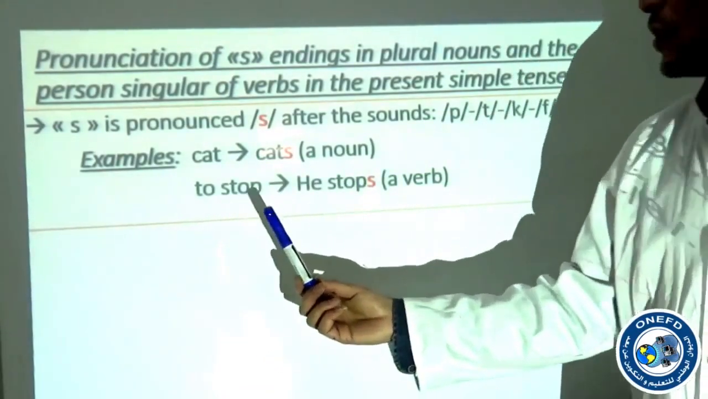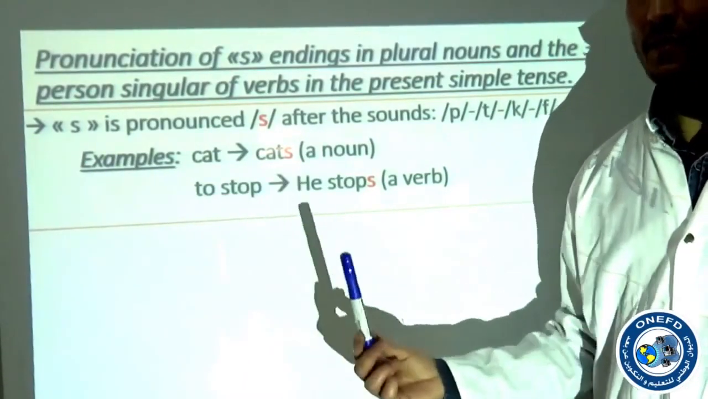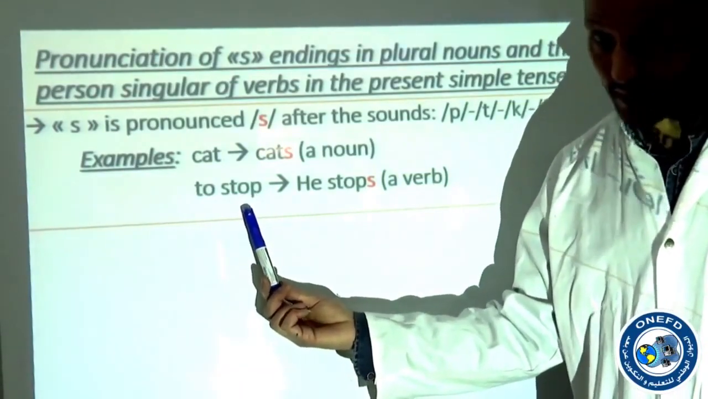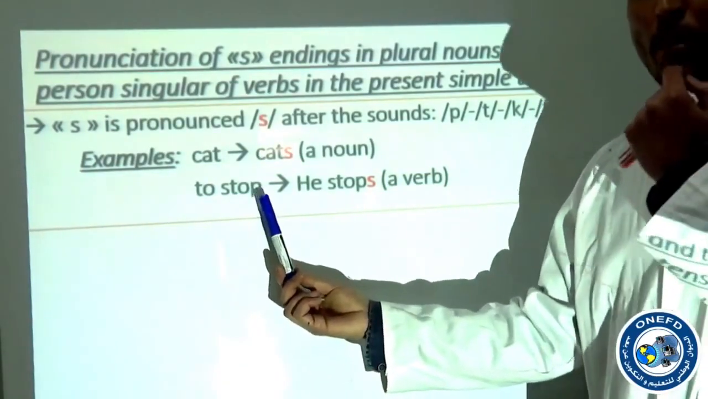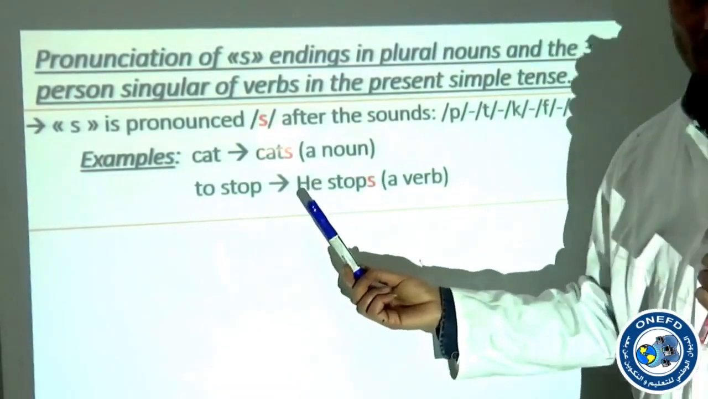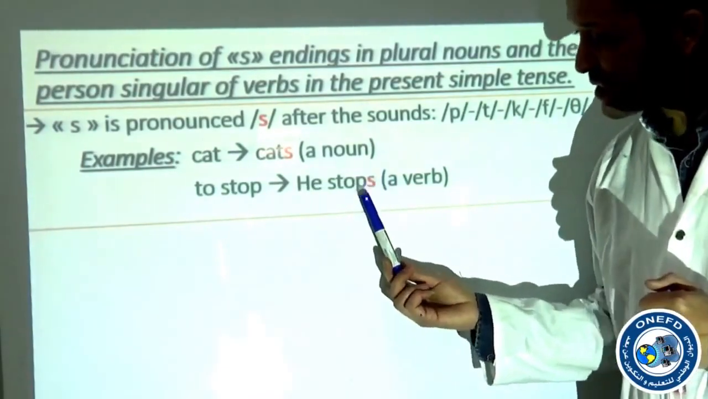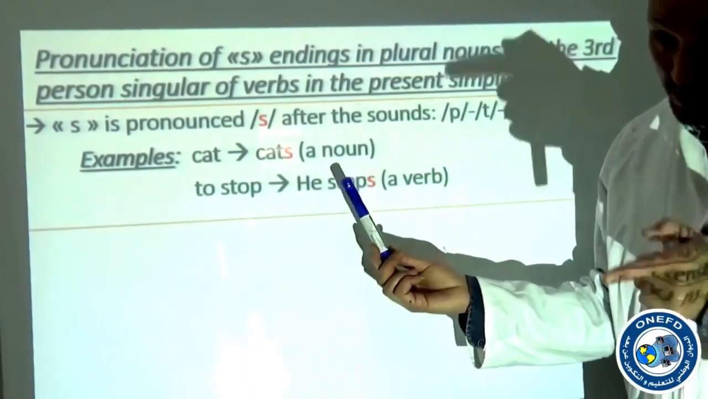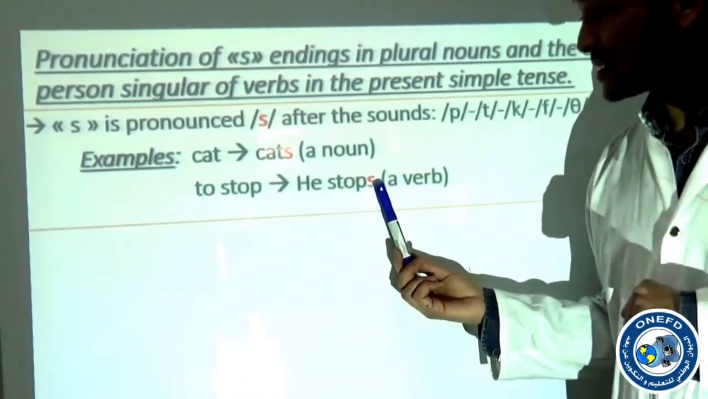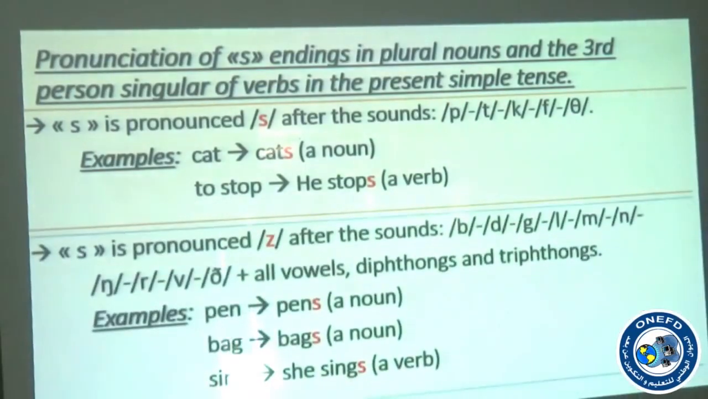Another example with a verb, like the verb to stop. The last letter is P, and the sound is P. In this case, with he, we say he stops. When we add the S with the third person singular, we pronounce it S, stops. Let's move to the next rule.